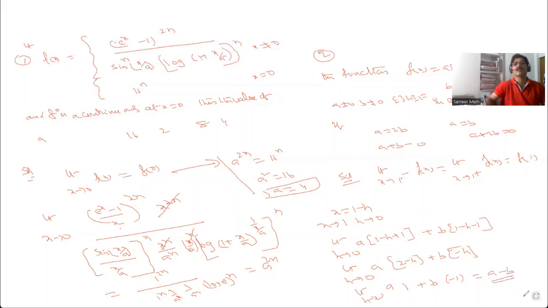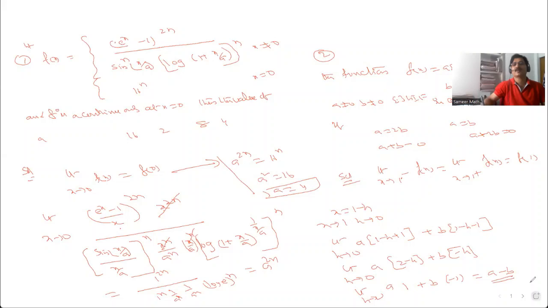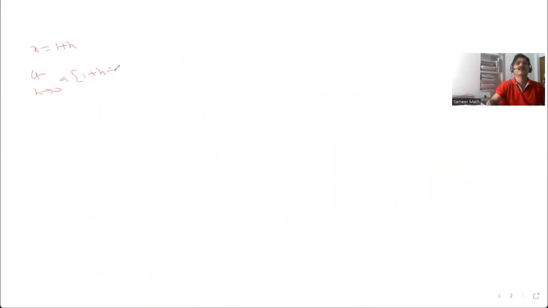You got it. Now come down to the next one. What is that limit? 1 plus h I'm taking, RHL. Limit h tends to 0, a into 1 plus h. You see this one? The question is 1 plus h plus 1, plus 1, and b into 1 plus h minus 1 is there. I'm not evaluating the limit. First of all, I have to evaluate the step function. What is that? 2 plus h is there.